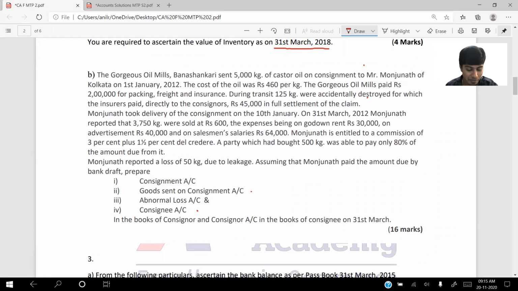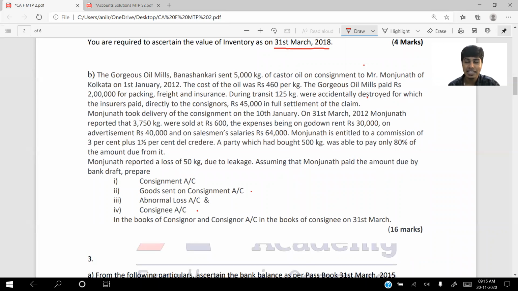Gorgeous Oil Mills, Banshankari, has sent 5,000 kgs of castor oil on consignment to Mr. Manjunath of Kolkata. Now, Gorgeous Oil Mills is the consignor and Manjunath is the consignee. How much is sent? 5,000 kgs. Very good. The cost of the oil is 460 per kg. So we would have to do 5,000 into 460, which is 23 lakh. 23 lakh rupees is the goods sent on consignment.